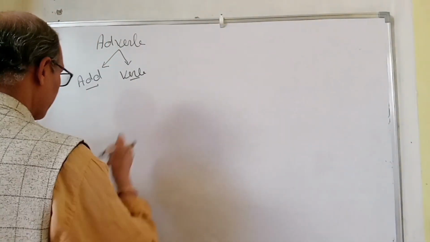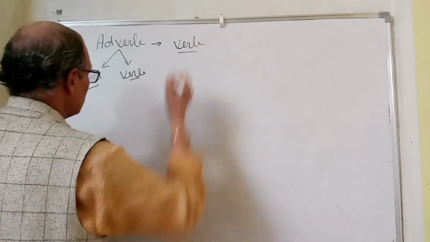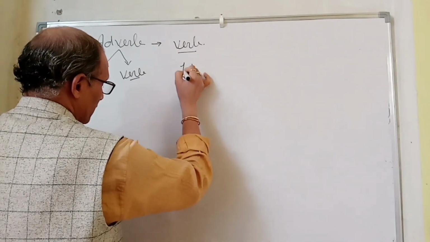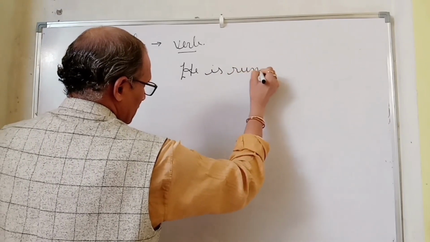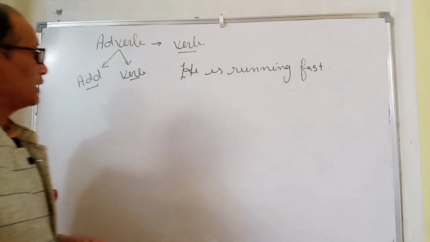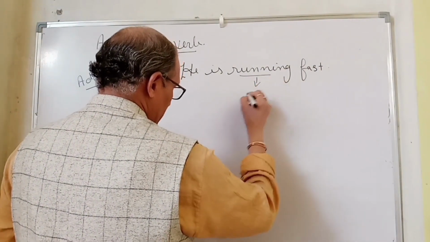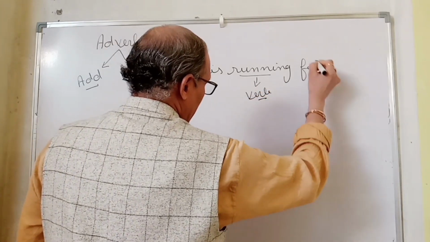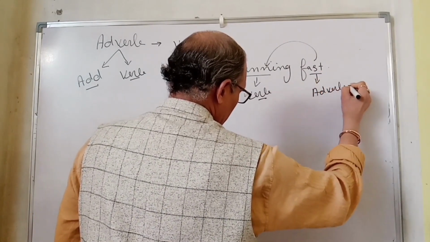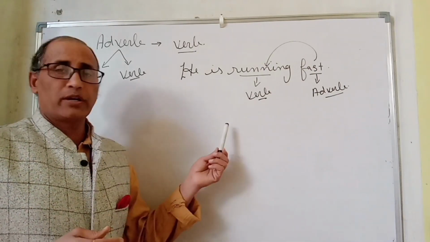So let us see. First we see how adverb modifies verb. Its example is this: He is running fast. Here I have written one sentence. If you look at the sentence, you will find that this running is verb, and this fast modifies this verb. So this fast is adverb. So you can see yourself that in this sentence, adverb modifies verb.